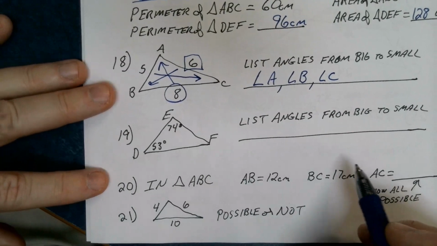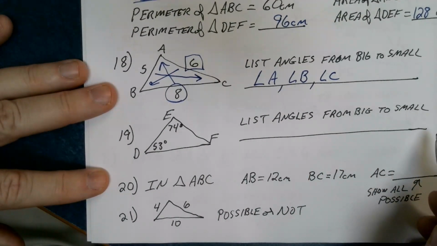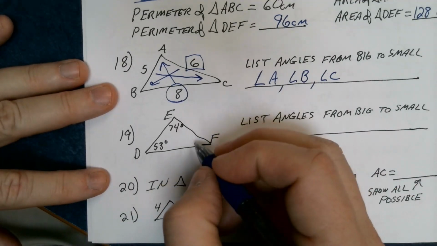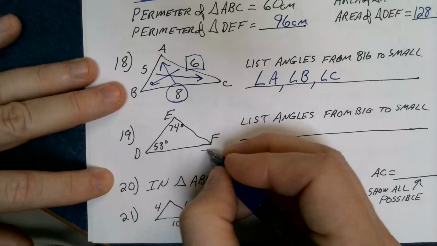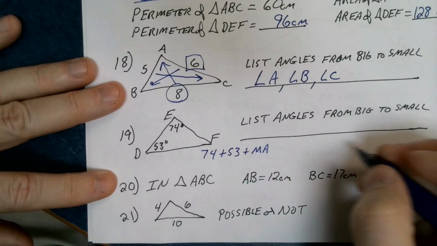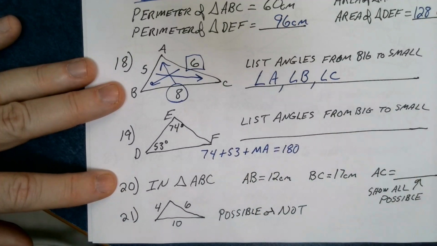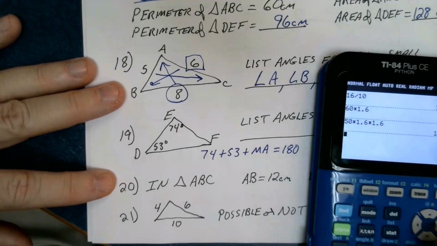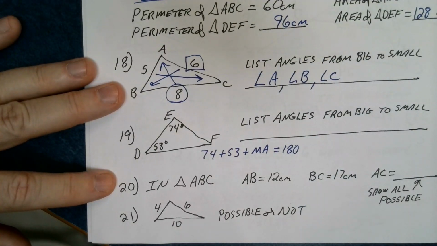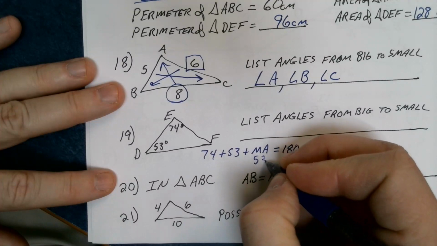Now here on this one it says list the angles from big to small. Well, I can't do that unless I know what my angles are. And this one's 74 and this is 53. So there's a relationship that says 74 plus 53 plus, we'll call it MA for missing angle, equals 180 degrees. So I'm going to do on my handy dandy calculator over here, 180 minus 74, enter, minus 53, enter. And you can see that my other angle is 53 degrees. So this one's also 53 degrees.